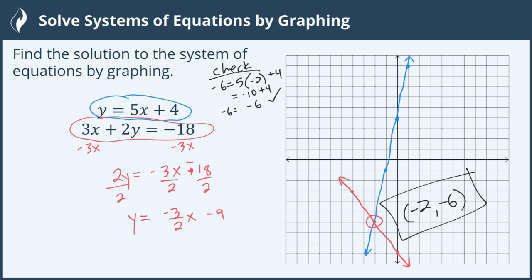So now I want to make sure that this point, negative 2, negative 6, also works for my second equation. So I plug in 3 times x, which is a negative 2, plus 2 times y, which is a negative 6, then equals negative 18. So 3 times negative 2 is a negative 6, and then 2 times a negative 6 is a negative 12. And when I add those together, I get negative 18, which is equal to negative 18. So this point right here, negative 2, negative 6, is the correct answer, and it is the only point that will work for both of these equations.